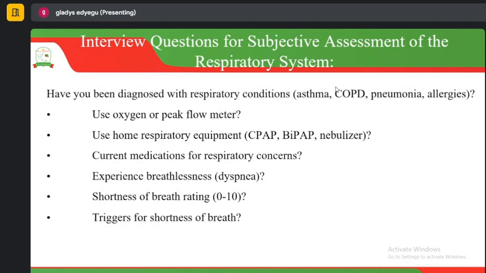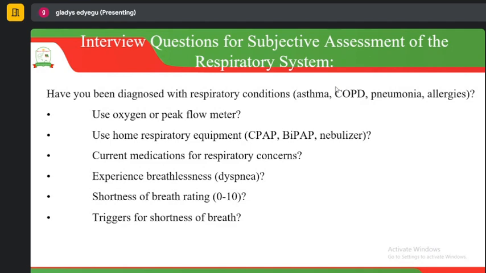And then also shortness of breath, rating from 0 to 10. Below 12, this is not good. Below 12 breaths per minute is not good for a patient or for a person. So when they tell you these kinds of rates, then you just know this patient has a very big problem with his respiratory system. And then triggers for shortness of breath.